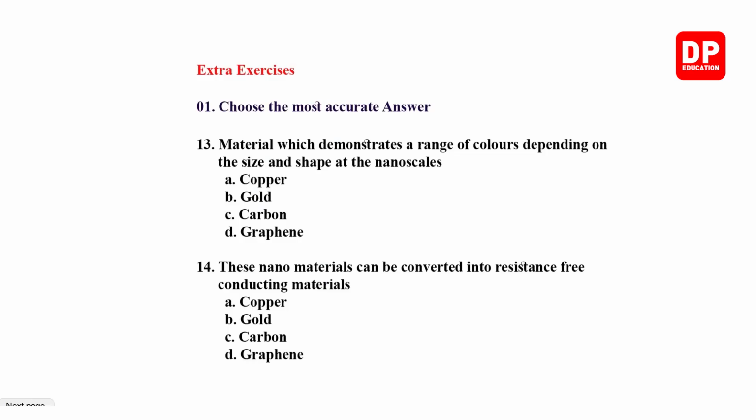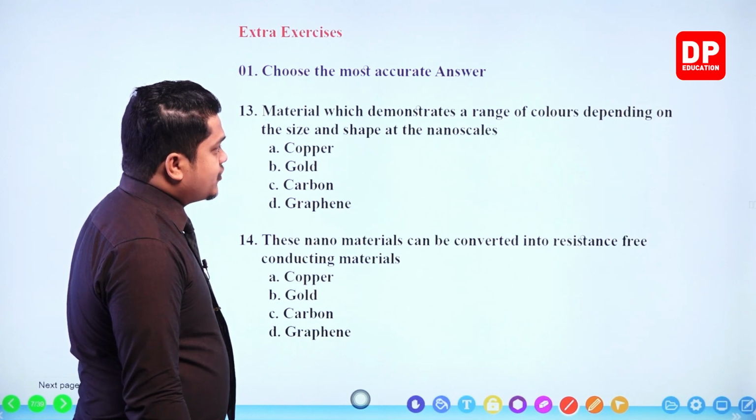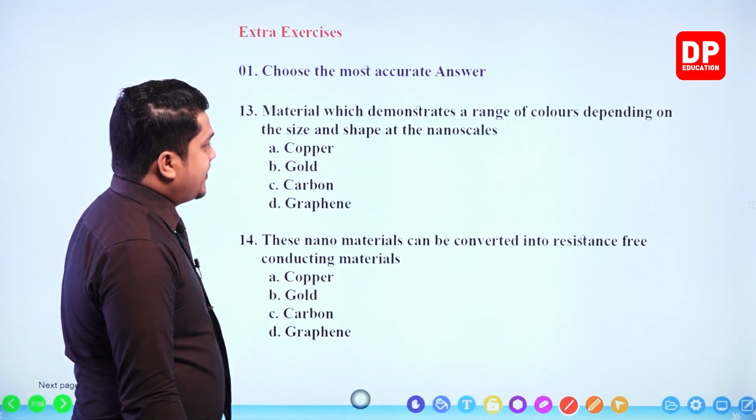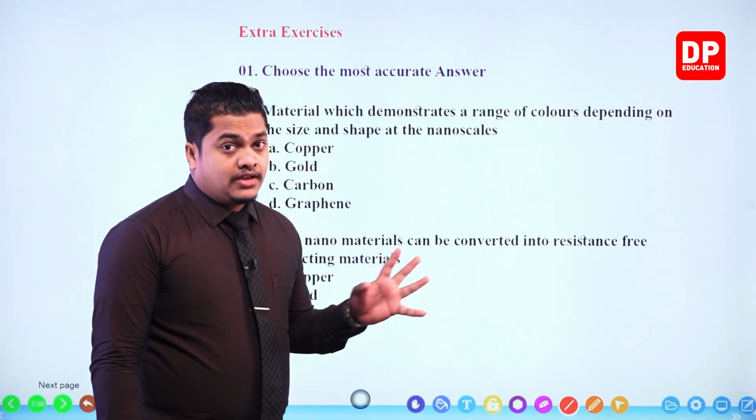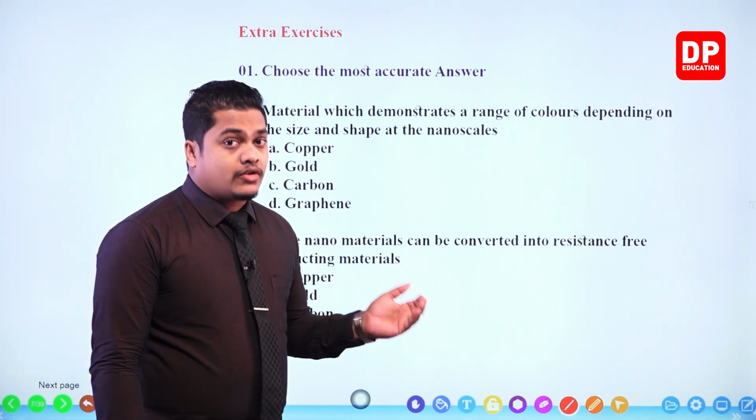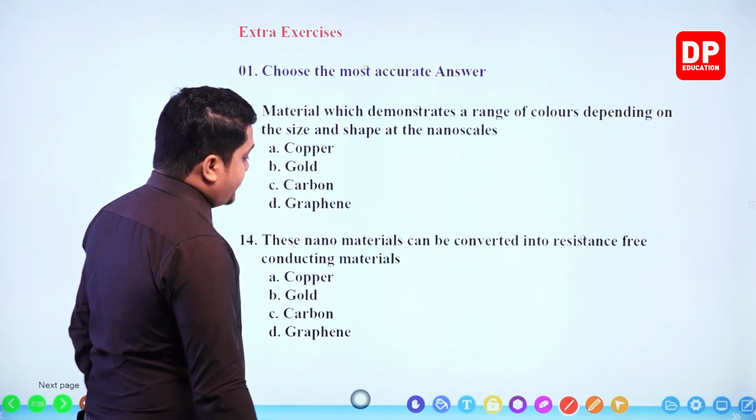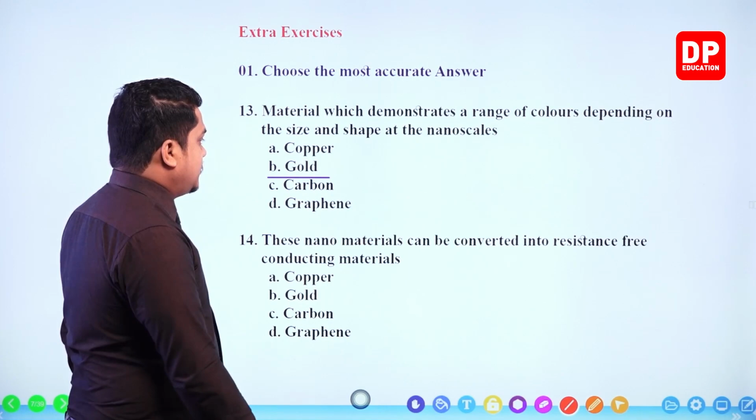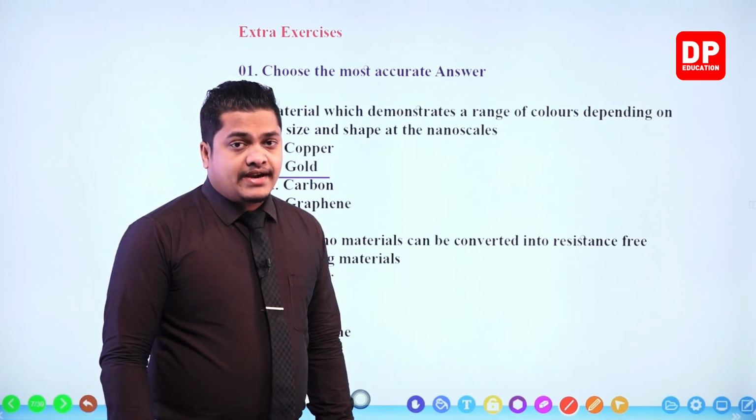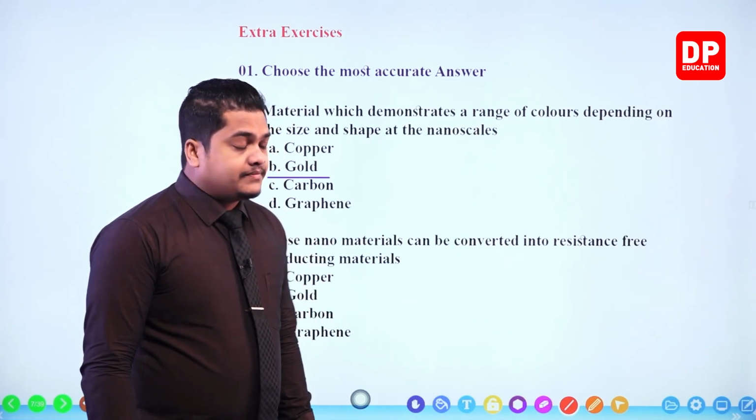So my dear children, because of that reactivity, gold is the one which is going to demonstrate these different colors. So our answer should be the material which demonstrates a range of colors depending on the size and the shape in the nanoscale. This is only in the nanoscale, not in a normal environment. I mean, not in the macro scale, right? So our answer should be gold, as it is very reactive at the nanoscale level.